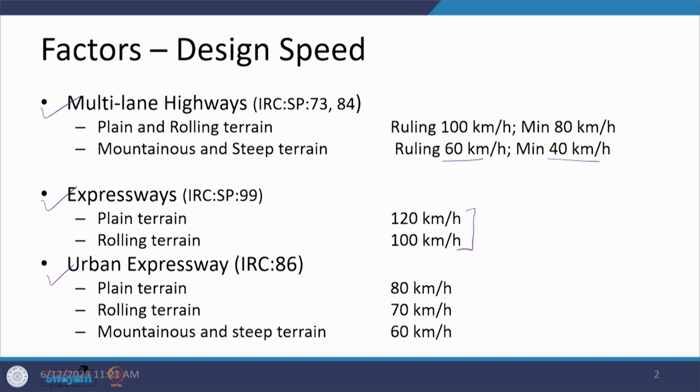Now, urban expressway, which is a new addition. Here the classification of the terrain is plain, rolling, and mountainous and steep together. That means we can say that this is a hilly terrain, and in these cases the speeds are being given as 80 kilometers per hour, 70 kilometers per hour or 60 kilometers per hour respectively. If you remember, in the case of arterial roads, we have seen that the speeds were 60, 50 and 40 kilometers per hour respectively. That means there is an increase of 20 kilometers per hour speed in these cases.